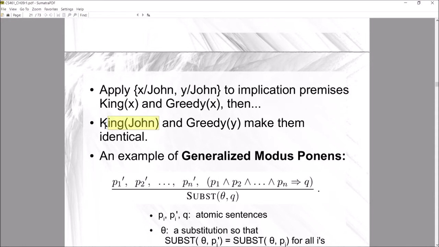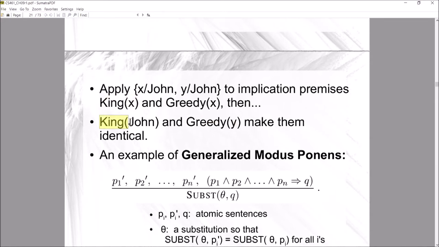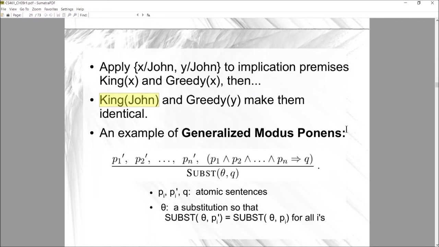So then that will make King John match up with King X, and doing Y for the greedy here, that'll make greedy John, and then in the implication, that conjunct, using John for X will make those two guys match. So this will be one sentence in the knowledge base. We substitute John for X, we substitute John for Y, and so that makes that conjunct match this sentence, makes this conjunct from the implication match this sentence, and at that point, it's safe for us to go ahead and infer our conclusion that John is evil. So that's an example of generalized modus ponens, right?